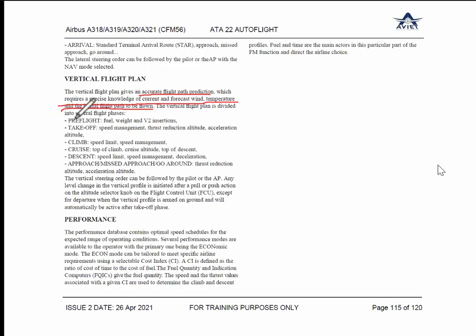Now, this is divided into several phases. What are the several phases for vertical flight planning? First is pre-flight. So this is the cockpit preparation the pilot does, right? He will enter the fuel, weight of the aircraft, V2 speed, V1 speed, VR speed. All this information he will feed manually.